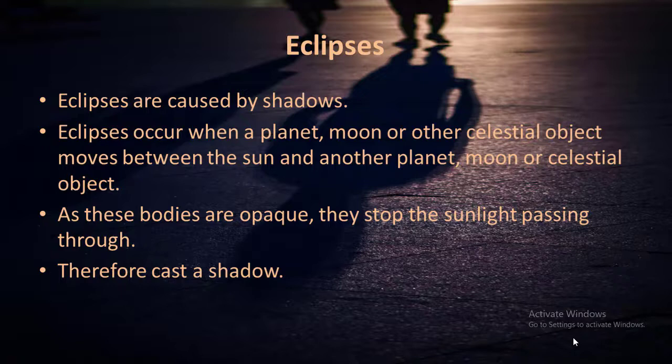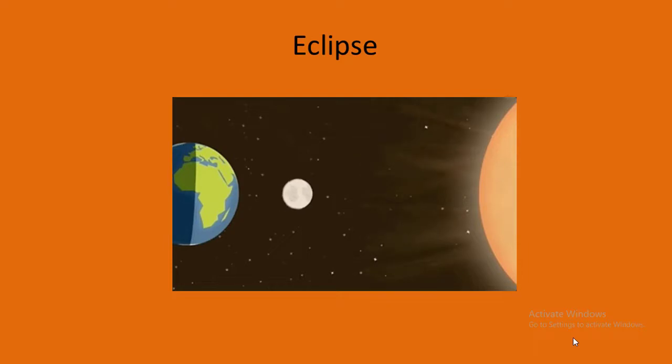Now let's watch an illustration of eclipse. Here, as you can see, the moon is coming in between the earth and the sun. So, being an opaque object, it blocks the sunlight and made its shadow on earth. Can you see the black color shadow? Yes, well done.